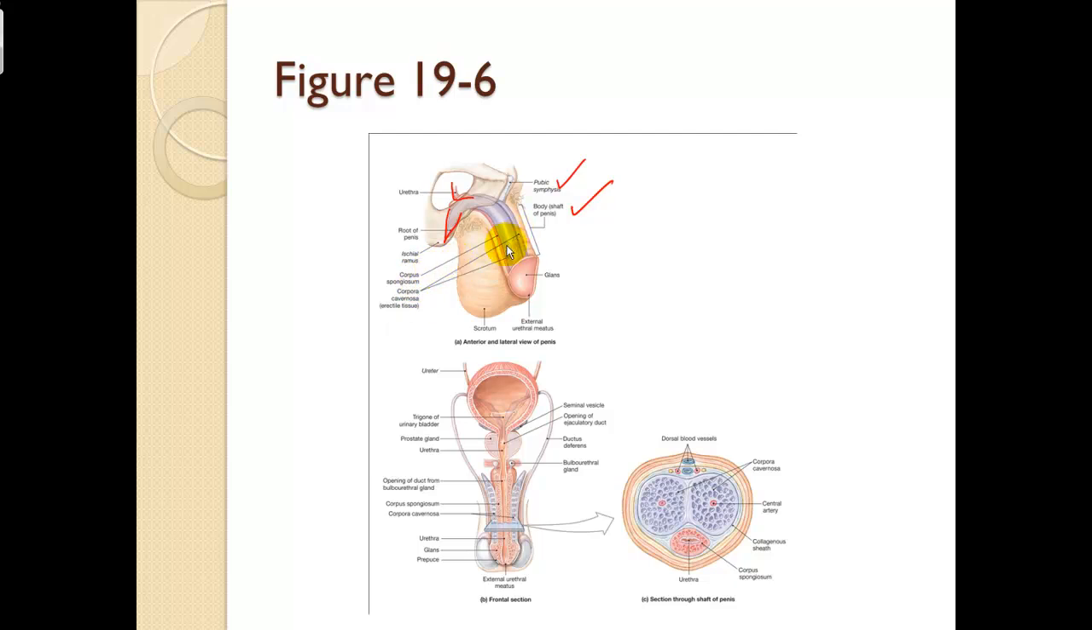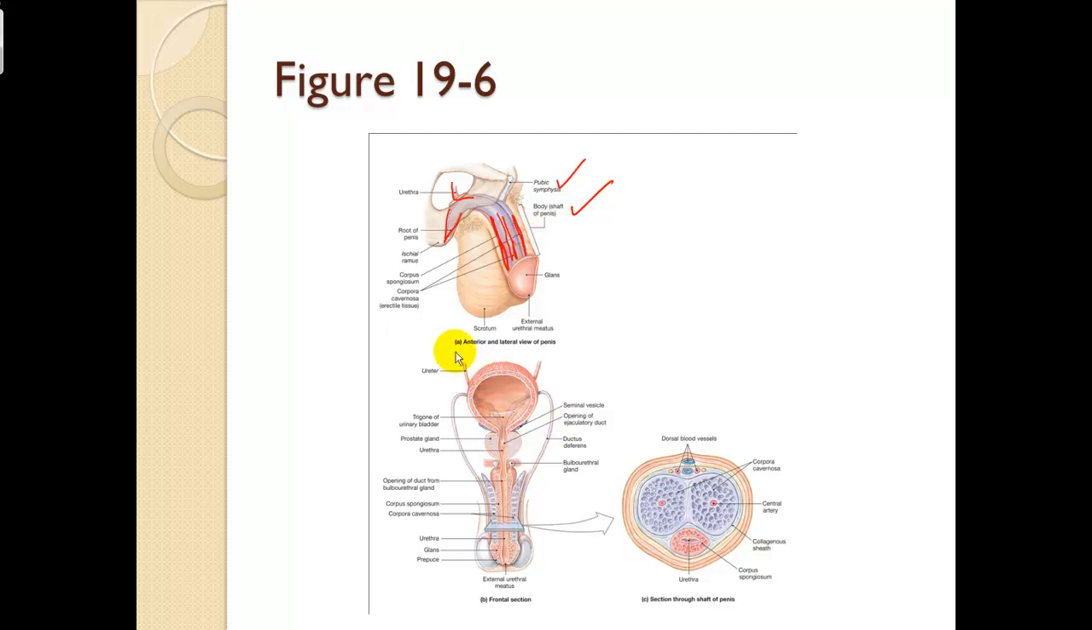Corpus spongiosum, this right here. Towards the posterior. My apologies on the first line there. Corpus cavernosum is going to be these areas here. This is what causes erection to occur.